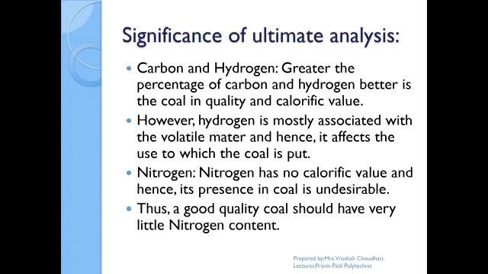What is the importance of the ultimate analysis? Why we are performing this analysis is very important. When we determine the percentage of carbon and hydrogen, we know that the greater the percentage of carbon and hydrogen, the better the quality of coal, and it is going to produce a large calorific value, producing higher energy. While hydrogen is mostly associated with volatile matter, hence it affects the use of the coal.